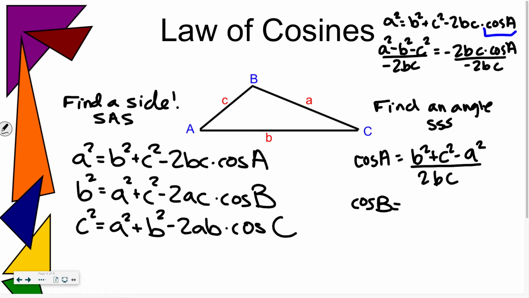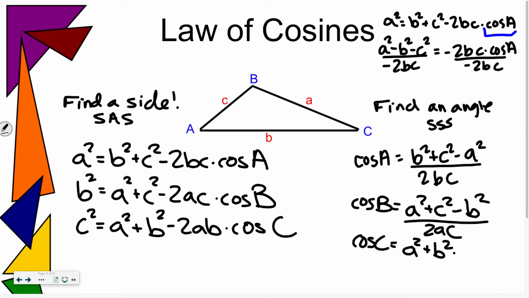Cosine B equals what? A squared plus c squared minus b squared over 2ac. And cosine C equals a squared plus b squared minus c squared over 2ab. Okay. So to me, there are really two formulas for the law of cosines, but again, they're really just one formula. You need to be able to use them on Friday, yes, and memorize them and know them. This should not be our first time seeing them.